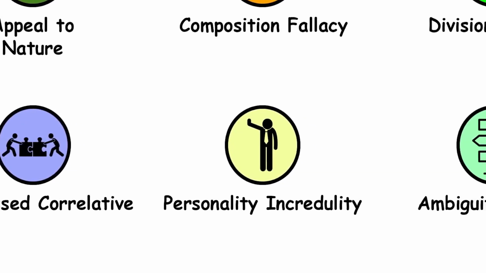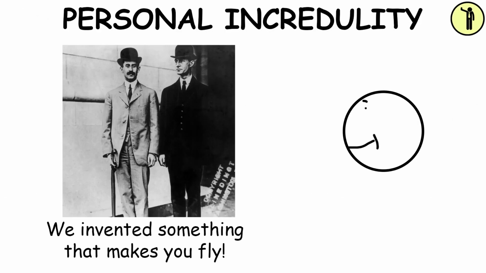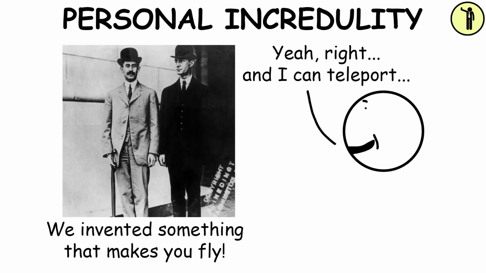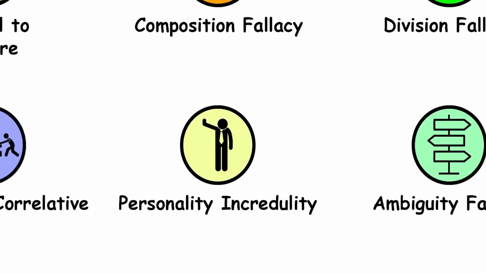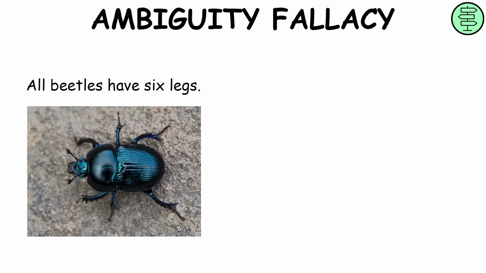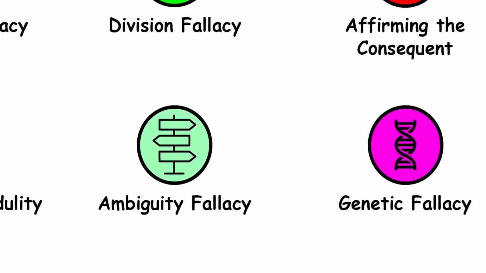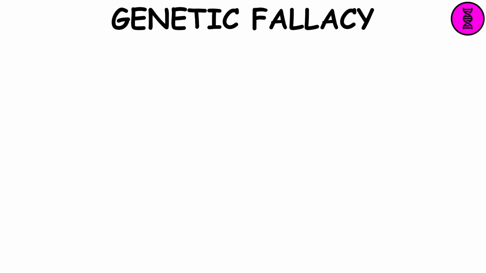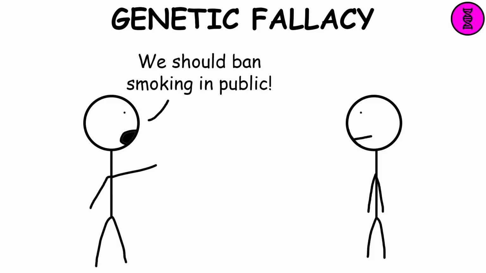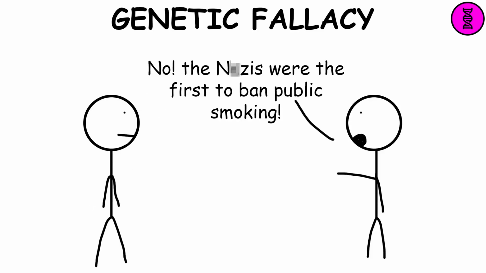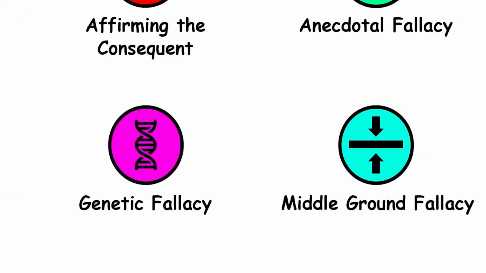Personal incredulity fallacy. It's committed when the arguer presumes that whatever is true must be easy to understand or to imagine. Ambiguity fallacy. It happens when an unclear phrase with multiple definitions is used within the argument, therefore it does not support the conclusion. Genetic fallacy. The genetic fallacy is the act of rejecting or accepting an argument solely on the basis of its origin rather than its content.